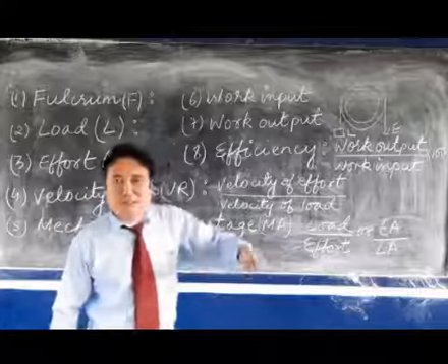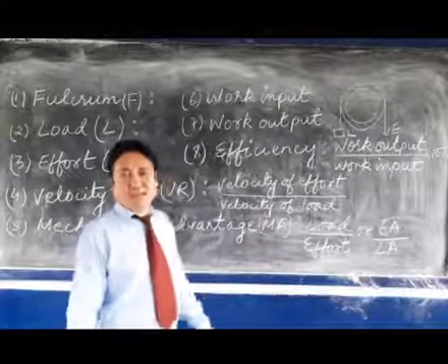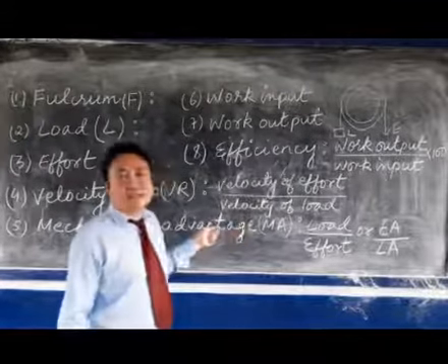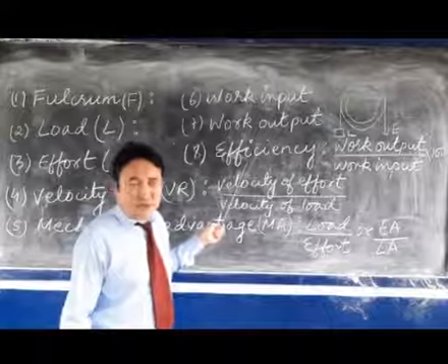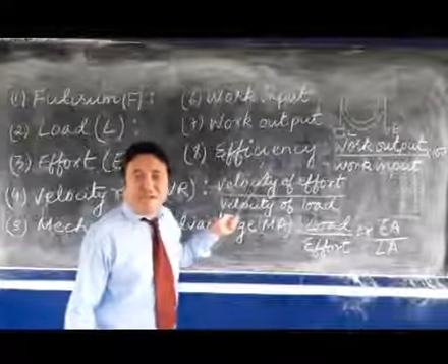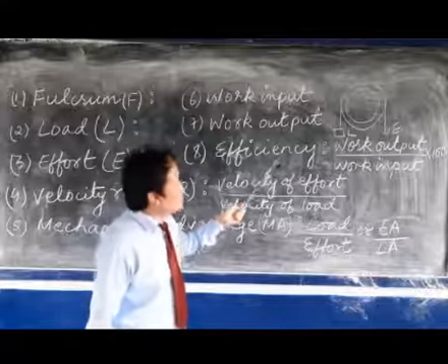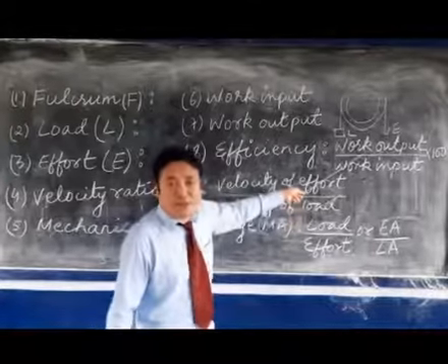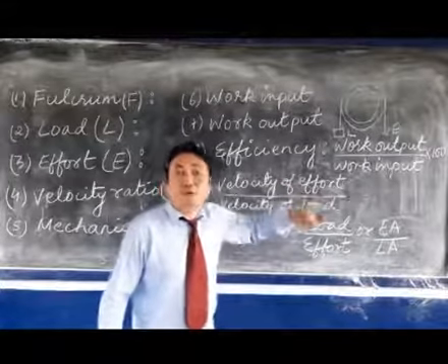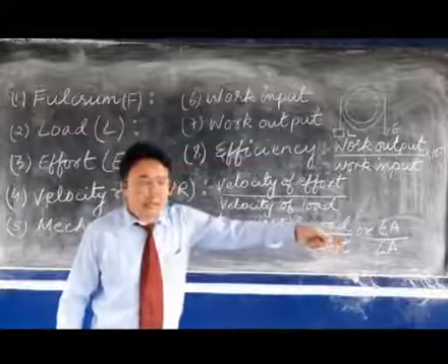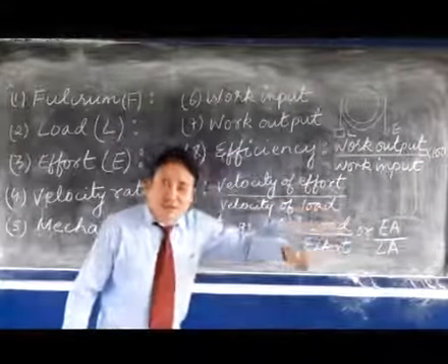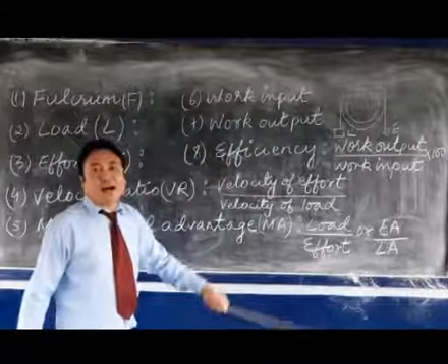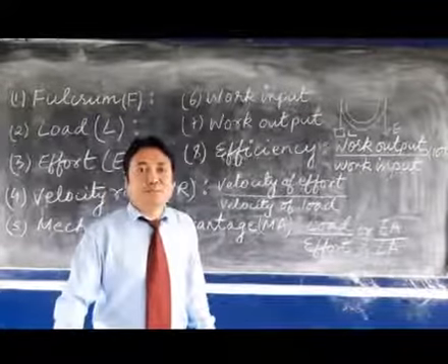80%, 40%, 50%. Okay. Efficiency means capability, the ability to do some work. So every machine has got an efficiency. And how do you calculate efficiency? Efficiency equals work output divided by work input, into 100. Work output means the work done by the machine, and work input means the work done on the machine. So these are the terms which are associated with simple machines.